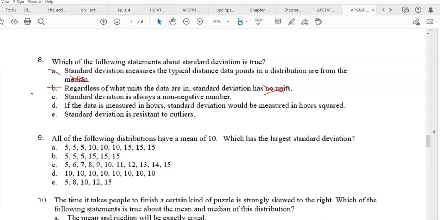Standard deviation is always non-negative. I think that's true. Non-negative means positive or zero, and it could be zero. So I think that's true, but I just want to read them all. The data set is measured in hours, and standard deviation is measured in hours squared. Oh, I thought we had it. That would be variance, hours squared, but that's not it. Standard deviation is resistant to outliers. No way, like we just talked about. Standard deviation is not resistant to outliers. Median and IQR are pretty resistant. So the non-negative one has got to be true.